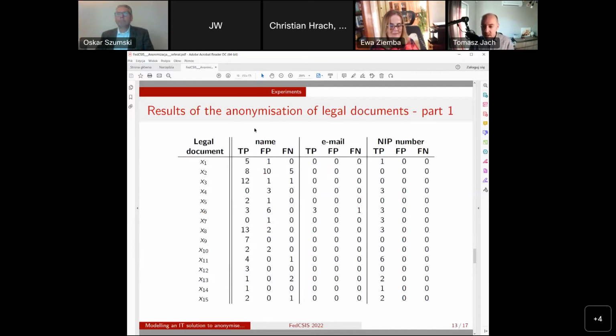For the email, there weren't many emails inside the documents. Inside document 6, we found 3 of them that were true positives and 1 false negative. The perfect situation was for the company number, that's the NIP number here, because all the numbers that were there were actually anonymized. So we had the perfect score of true positives over here.